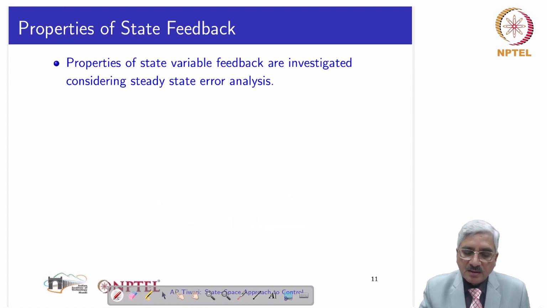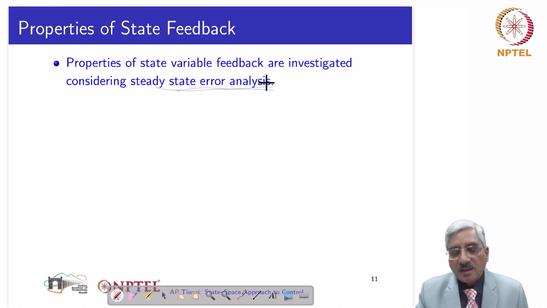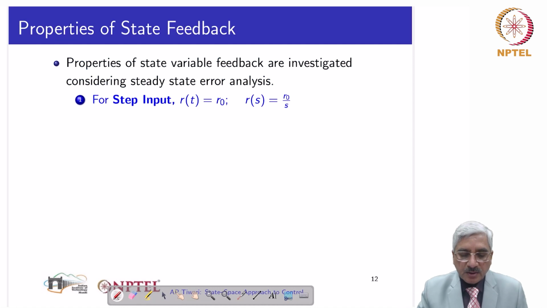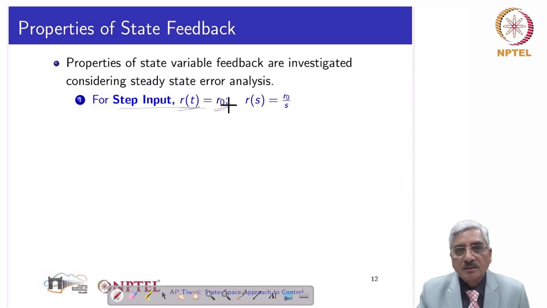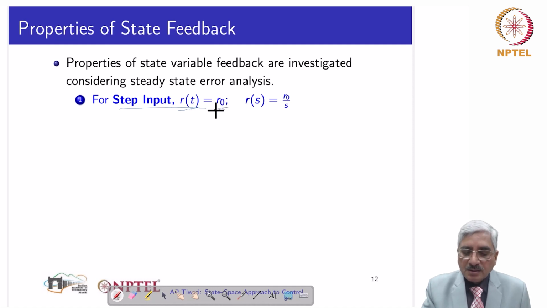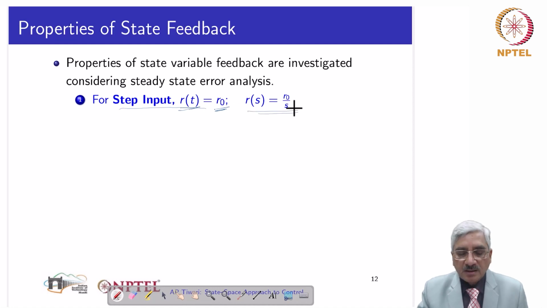Other properties we investigate based on the steady state error analysis as was done in the conventional approach. So what we do is we look at the response of the system at t tending to infinity by giving step input and ramp input. First we consider the step input. Here r(t) will be R0. The input to the system will be R0, which is for t greater than 0 it is R0, and for t equal to 0 and before that it is 0. And its Laplace transform is of course R0 by s.